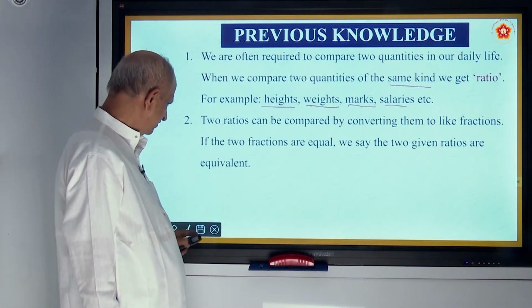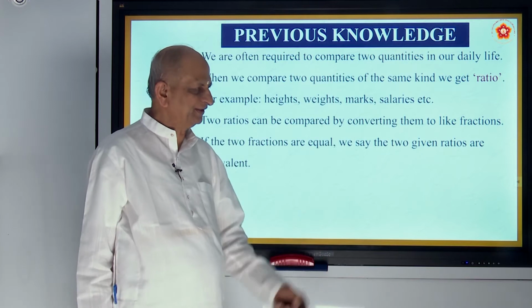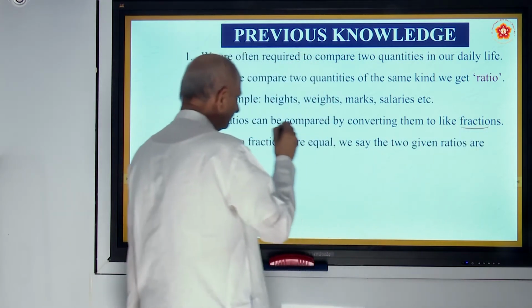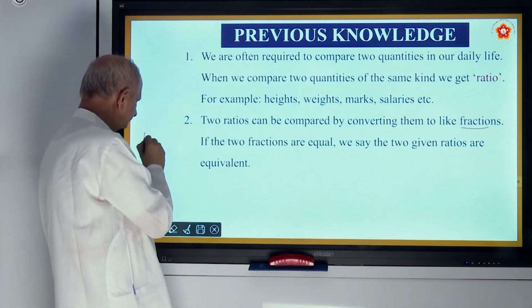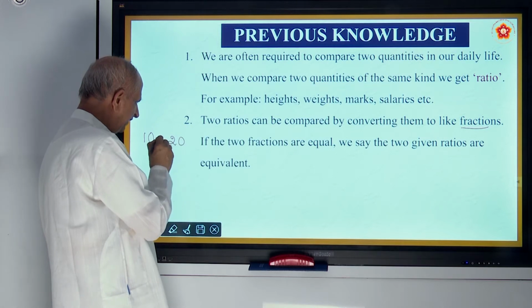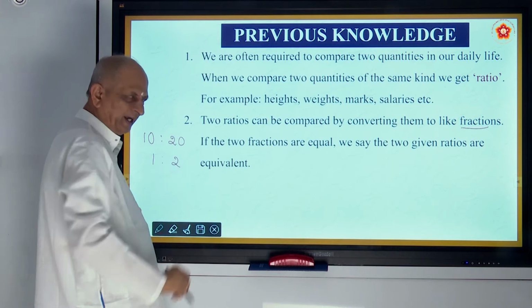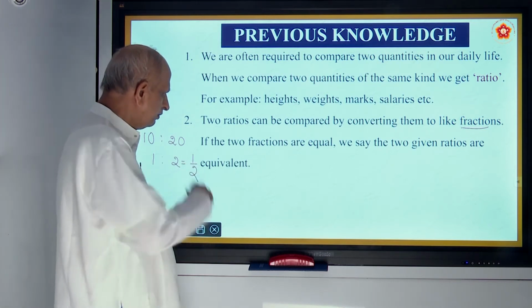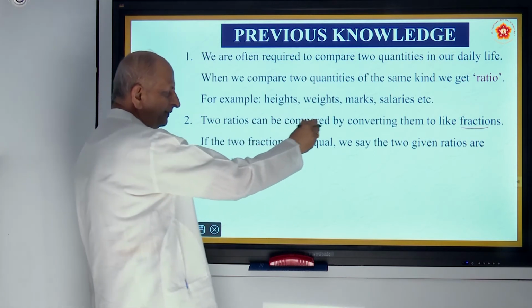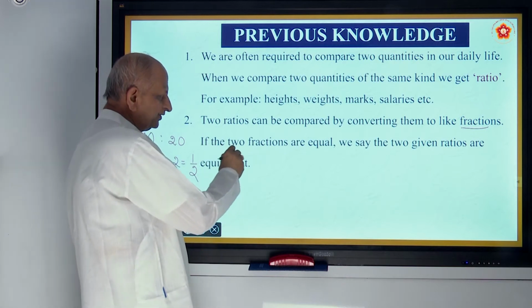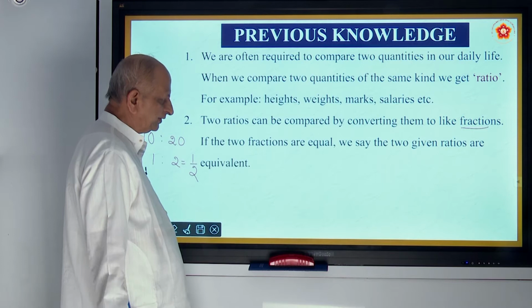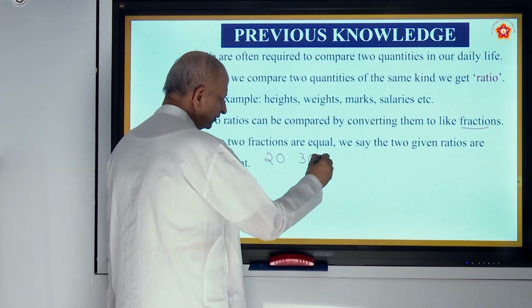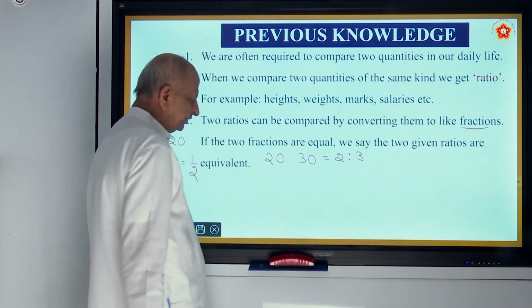2 ratios can be compared by converting them to like fractions. You can convert into fractions. For example, if you have a ratio, say 10:20, the first thing is you can simplify it. How? 1:10, 1:2, correct? And the fraction form is 1/2. So 2 ratios can be compared by converting them into like fractions. If the 2 fractions are equal, we say the 2 given ratios are equivalent. For example, 20:30 is equal to 2:3, we say the 2 ratios are equal.